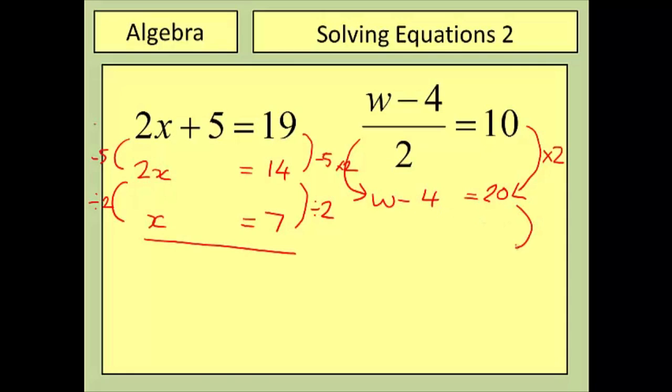My next step is the opposite of take away 4 is plus 4. So I'm going to do this to both sides of the equation, leaving me with w equals 24 as my final answer. A couple of things I can do once I've got this answer is, if I'd gone wrong, if I'd have said that w was 6, then I can actually substitute back into the equation and see if I get 10 come out of it. So if I thought that w was, say, 6, then 6 take away 4 is 2, and 2 divided by 2 certainly doesn't give me 10. So that would make me go back and check my answer.